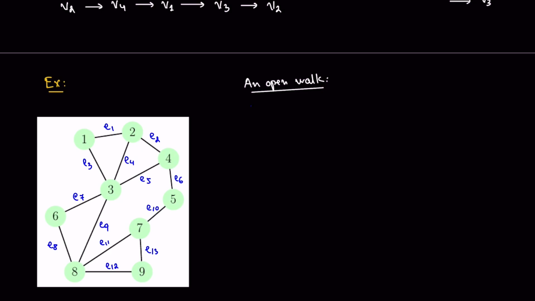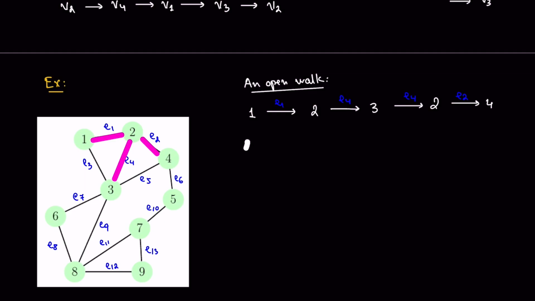So I can try with 1 to 2 to 3, go back to 2, and go to 4. For this particular walk, I use the edge E1, go to use E4, and then E4 again, and then E2. So this is a walk. So this is how I use it. So I go from 1 to 2, from 2 to 3, and then 3 go back to 2, and then from 2 to 4.